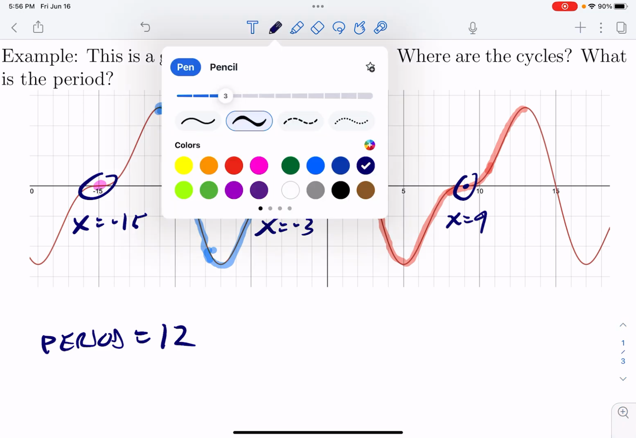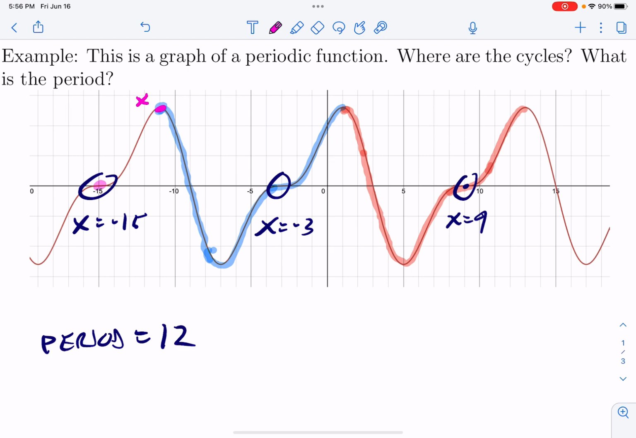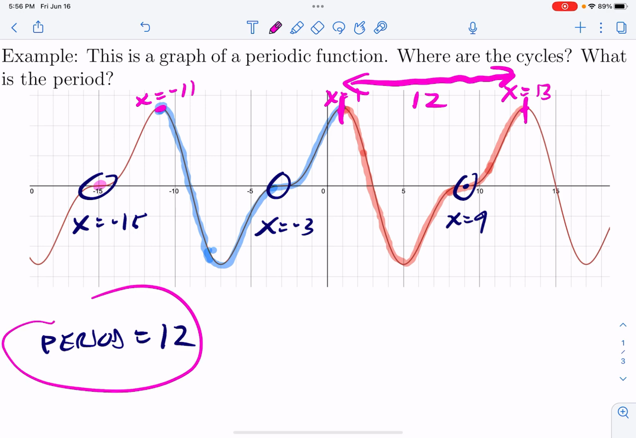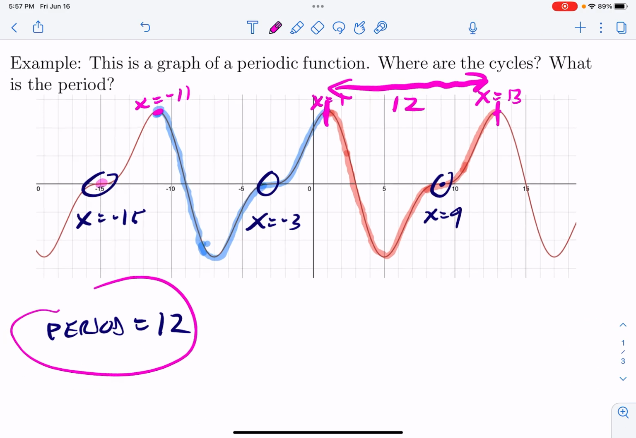If someone did it this way, they might say, oh, this is at x equals negative 11. This is at x equals 1. This is at x equals 13. And they're still 12 units apart. How far is it horizontally to get one whole cycle here? It's 12 units. So that's the thing about period. If you're counting it correctly, you're going to get the same period, even if two people disagree as to exactly how they're thinking about the cycles.